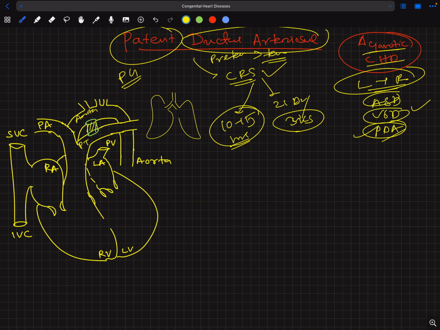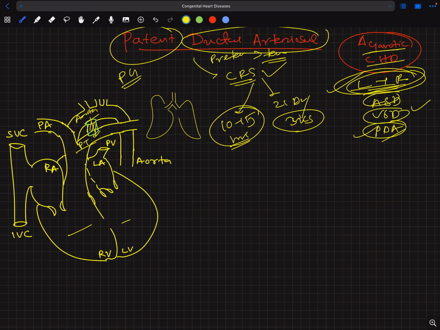If the ductus arteriosus is patent, as I told you, it is a type of left to right shunt. The aorta is connected with the left ventricle and the pulmonary trunk with the right ventricle. So when blood is shunted from the aorta to the pulmonary trunk, it leads to development of a left to right shunt. There is a high pressure difference between the aorta and pulmonary trunk: pressure is very high in the aorta and low in the pulmonary trunk. So blood is shunted from the left side to the right side, and due to the high pressure difference, it will give a murmur.